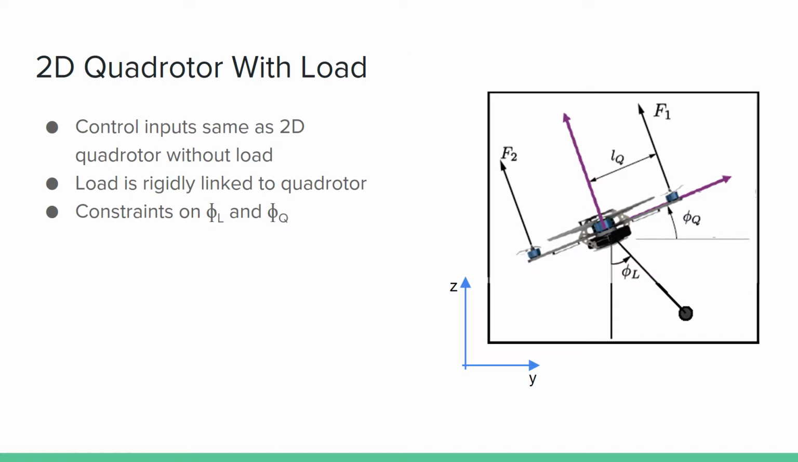Next, we added the hanging mass to the quad. So now we introduce this new state variable phi L, which refers to the angle of the mass with reference to the z-axis in the world frame, and then we include the same roll phi q, which is the roll of the quad with reference to the y-axis. And again, our input constraints are still F1 and F2. We do not actuate the hanging mass.